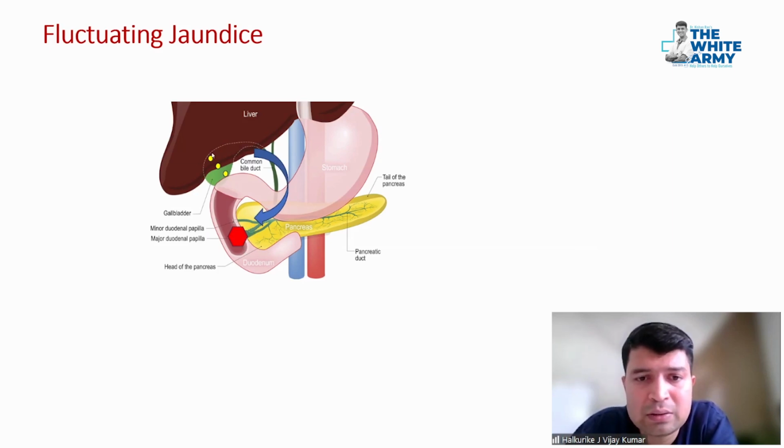Another cause for fluctuating jaundice is intermittent stones. There are multiple stones in the gallbladder. Let us say one of the stones just passed from the gallbladder through the cystic duct into the common bile duct, stayed there for a while, then it just passed off. So when the stone was stuck here, the patient will have jaundice, and then the stone passes automatically. Sometimes a smaller stone passes into the duodenum, and then the level of jaundice falls. So this may be a cause for fluctuating jaundice.